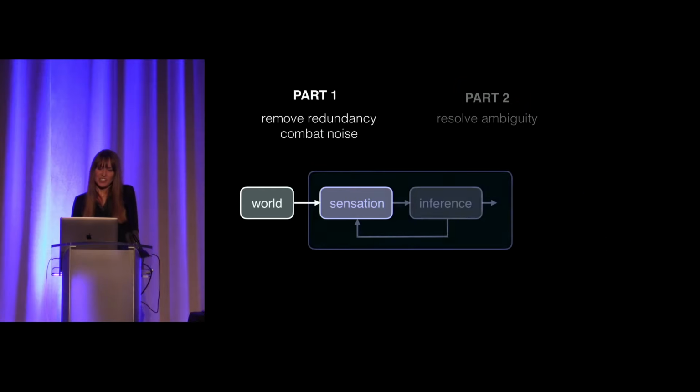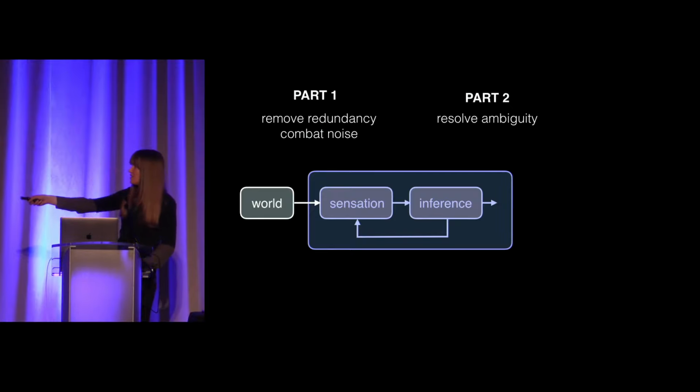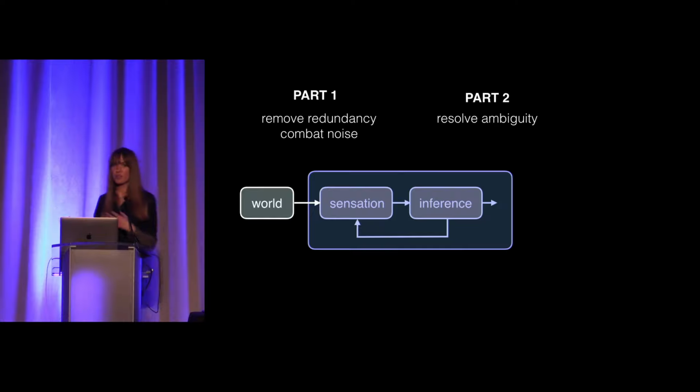Okay, so now we're going to take a bit of a break, and then we're going to come back after the break and talk about how this efficient sensory coding can inform or constrain downstream computations like inference. So how we could use the output of these encoding schemes to infer unobserved properties of the world.